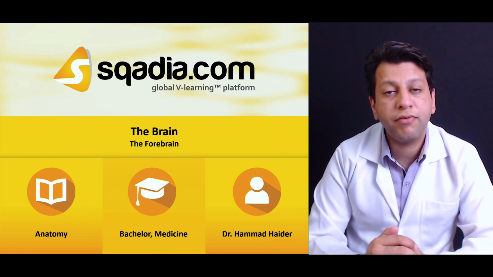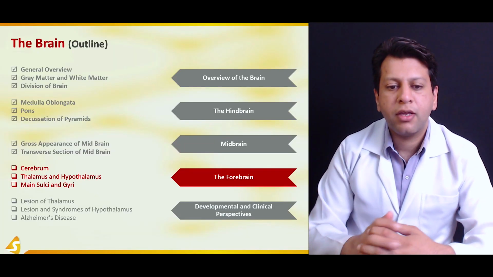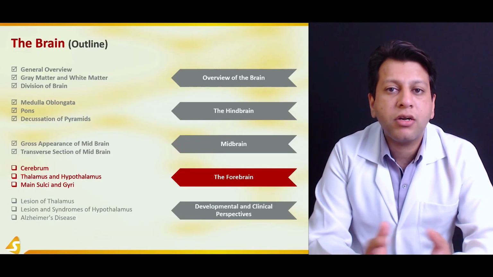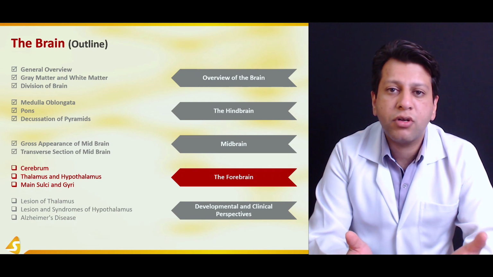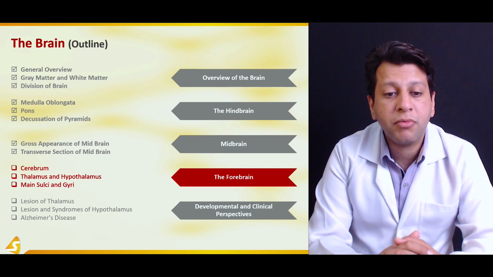Today our lecture topic is the brain and we are in the fourth section of this lecture topic, that is the forebrain. In this we'll be discussing what are the parts of the forebrain, that is what is diencephalon and what is telencephalon, what is cerebral hemisphere.